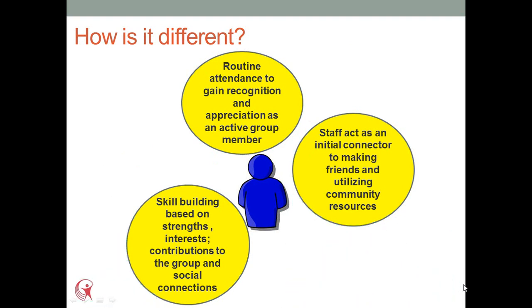So as Alicia said, the old ways are falling away. So let's take a look at integrated community supports and what that really means. Routine attendance to gain recognition and appreciation as an active group member. An example of this would be one of the women at one of our centers who's now joined a senior women's bowling league. Instead of a large group of people from the center going bowling together, she's now a part of and recognized as a member of that bowling group.